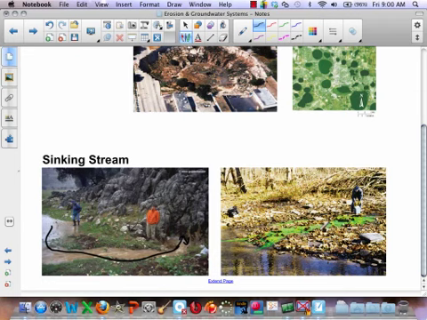And so what they're doing here is they're putting dye in the river, and then they're going to track that dye and see where it pops up somewhere else. And if it does pop up, then those are somehow connected. And so this is something that they've done a lot in Florida. So it's kind of an interesting project.